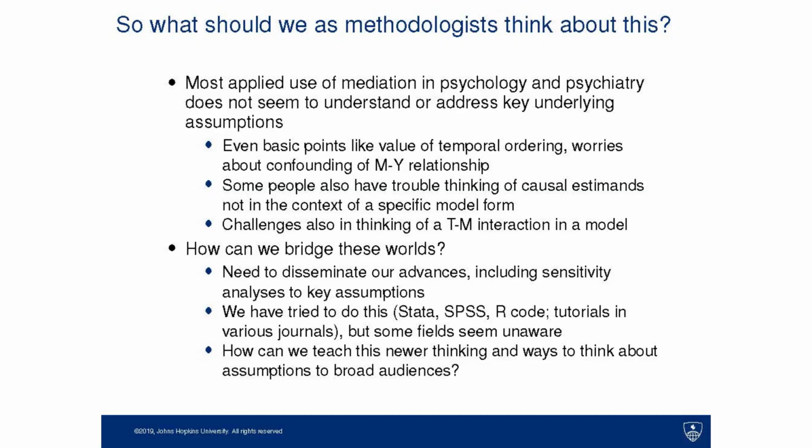Okay, so there we go. This is our marching orders, I would argue. So how should we as methodologists think about this? Here's evidence that current use of mediation in psychology and psychiatry is very far away from where we want it to be and where many of our methods and approaches are trying to get it to. This is just my little soapbox here. We're arguing about the details of this causal estimand or that causal estimand, this type of effect, that type of effect. The applied literature is way back here, not even realizing that they have to account for confounding and that they need temporal ordering.